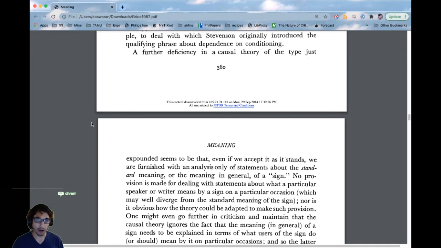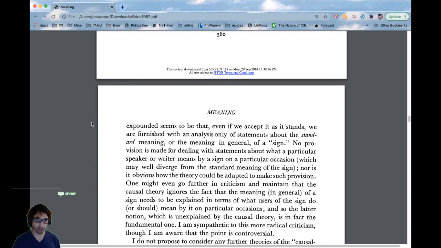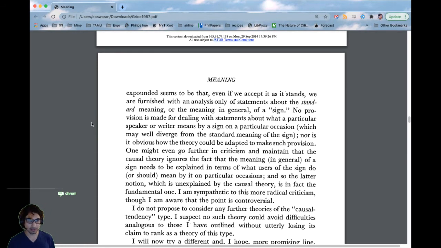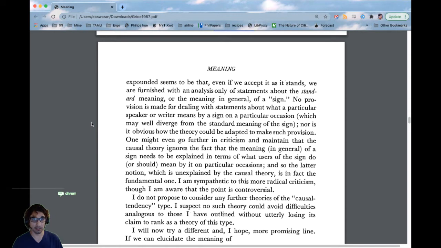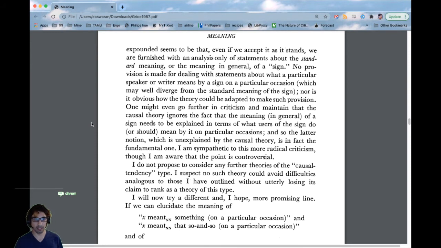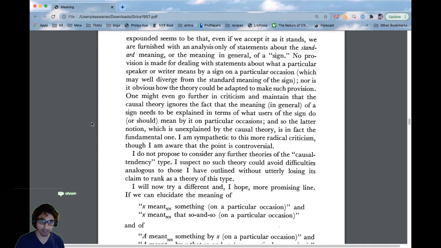A further deficiency in a causal theory of the type just expounded seems to be that even if we accept it as it stands, we're furnished with an analysis only of statements about the standard meaning, or the meaning in general, of a sign. No provision is made for dealing with statements about what a particular speaker or writer means by a sign on a particular occasion, which may well diverge from the standard meaning of the sign. Think about someone who misuses a word. You might know what they mean, they might know what they mean, and yet the sign is not typically produced by that mental state and may not typically produce that same mental state. Nor is it obvious how the theory could be adapted to make such a provision.